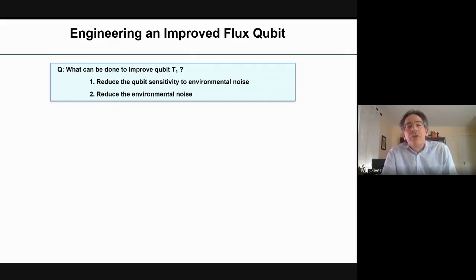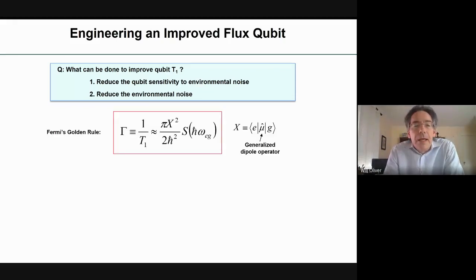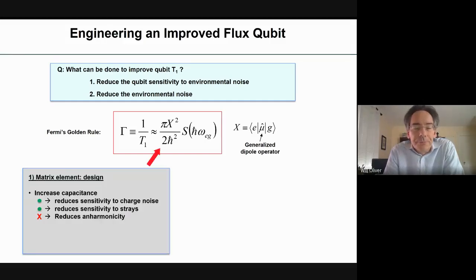So as you know, we basically added a shunt capacitor to a persistent current flux qubit to improve its coherence times. And we started this effort by asking, what can we do to improve T1? And of course, there's basically two things we can do: reduce the sensitivity to environmental noise, or reduce the noise itself. And we can draw intuition from Fermi's golden rule, which has these two basic factors, one related to the dipole operator and the other related to the spectral density of the noise.